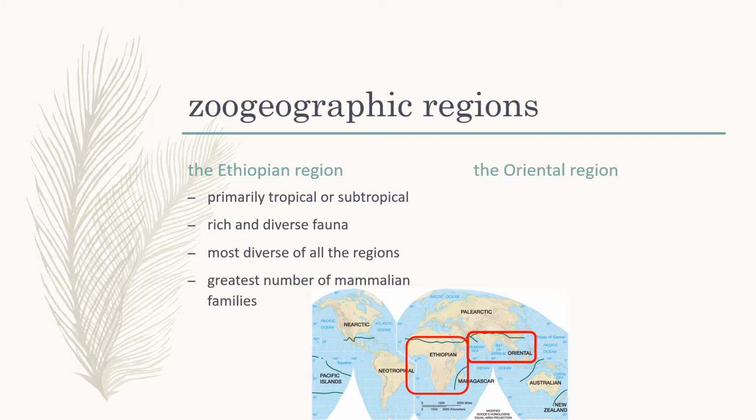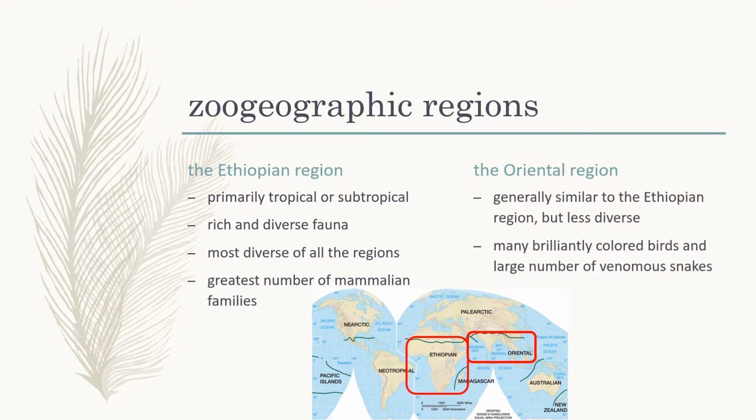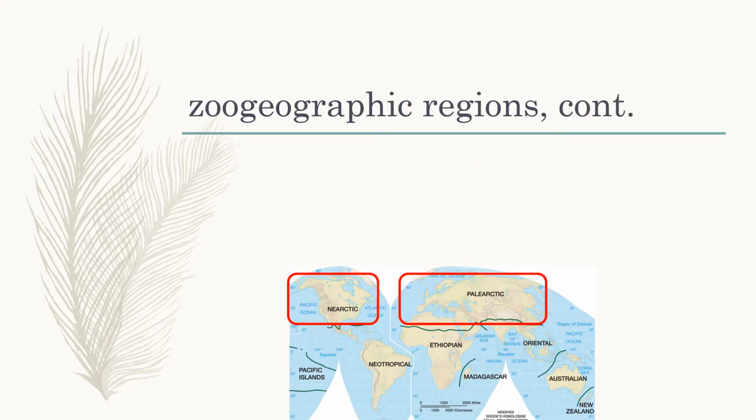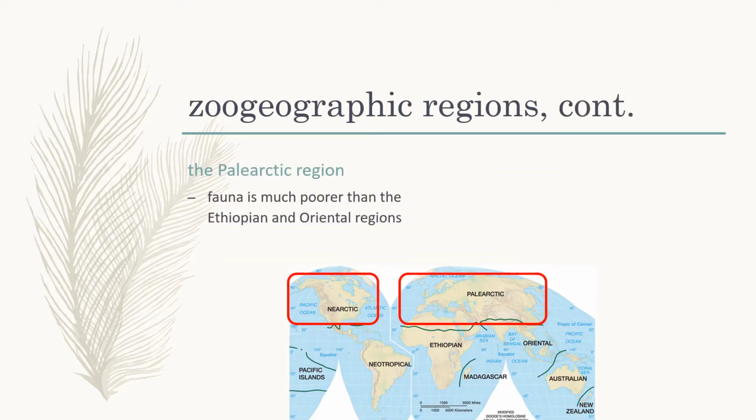The Oriental region is located in Asia and is similar to the Ethiopian region, but is not nearly as diverse. Instead of mammalians dominating, there are many brightly colored birds and venomous snakes throughout the region. The Palearctic region is located in the northern region of Eurasia. Due to its high altitudes, less fauna inhabit this region, and it is very different than the previous two regions.